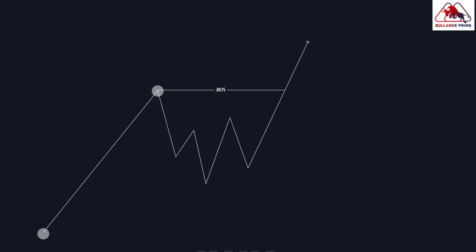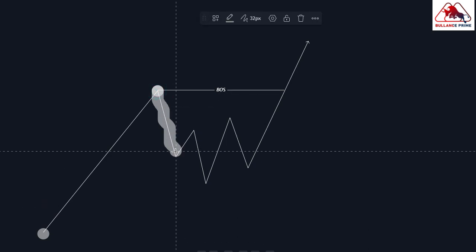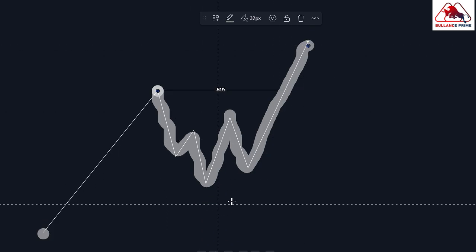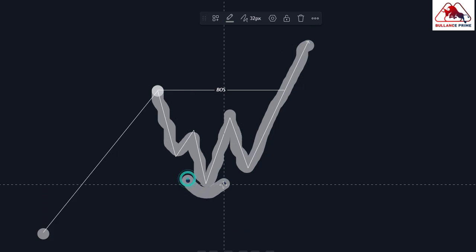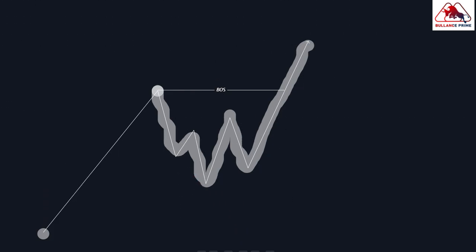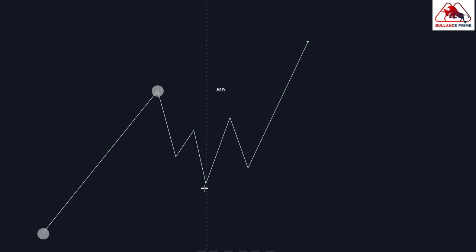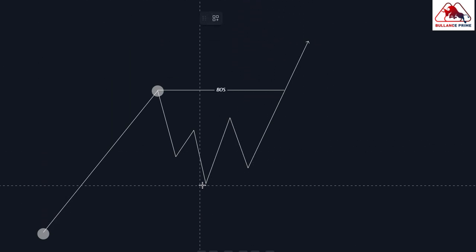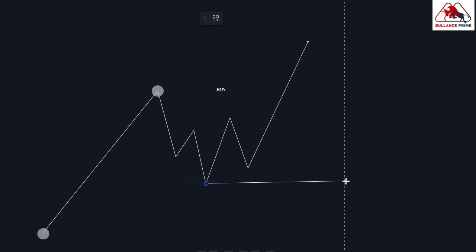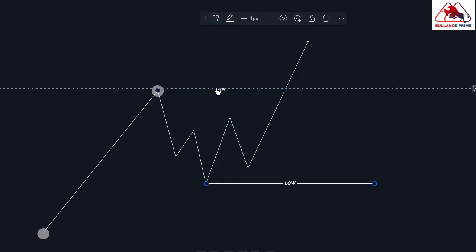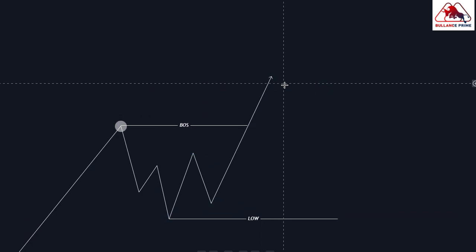When a break of structure happens, it started from this to this, and this to this. You can see the last swing low point, which is this one. This will become our lowest point, which is our chart low. Let's mark it as a low. So this is our chart low, and this is our break of structure.